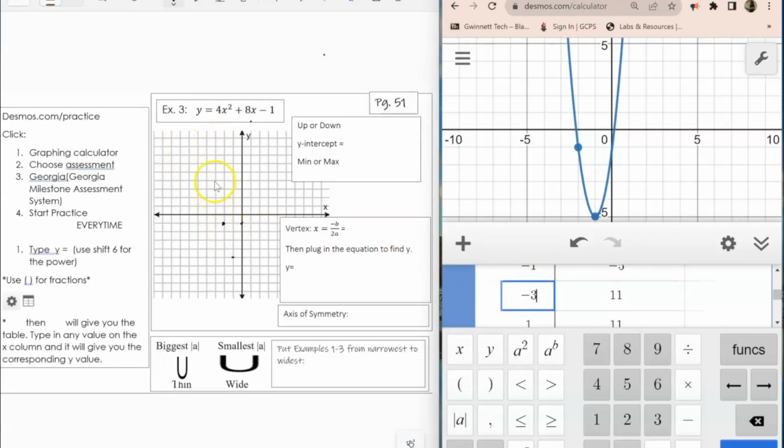And how did I know to do that? Because remember, quadratics are symmetric, meaning my axis of symmetry cuts it in half. So I know if there's a point here, there'll be a point there. If there's a point here, there will be a point there. All right, so go ahead and connect those points as best as you can.